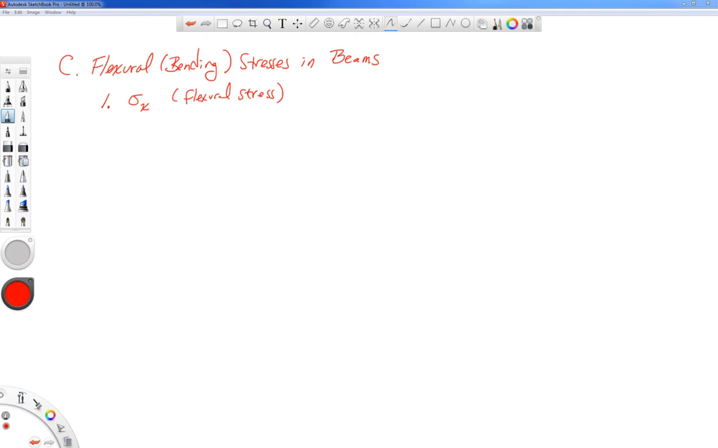Well, in order to get the stress, sigma x, an easy way to do that is if it obeys Hooke's law, we can take the strain, which we found to be epsilon x is equal to minus y over rho, and multiply that by the modulus of elasticity, E. So sigma x then would be equal to minus E times y over rho. Of course, let's write this down. This has to be a linear elastic material.